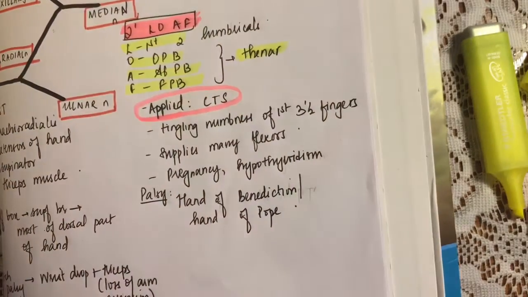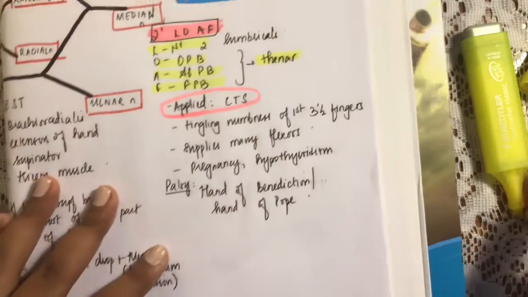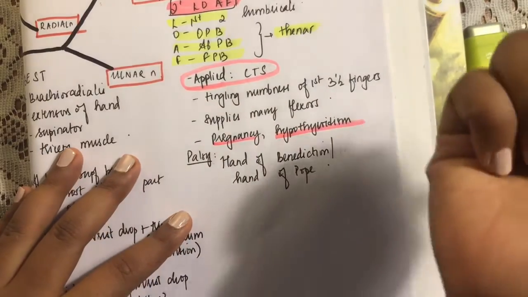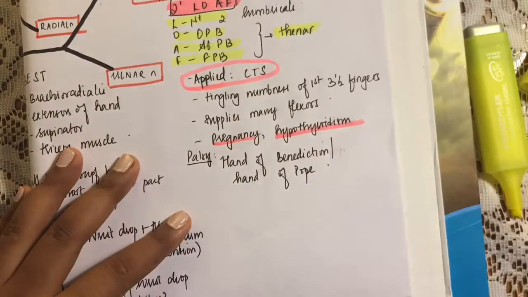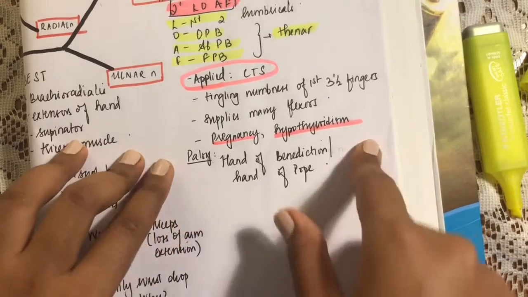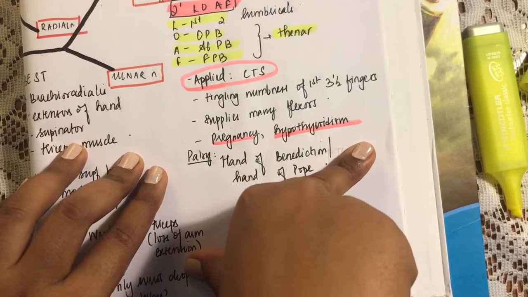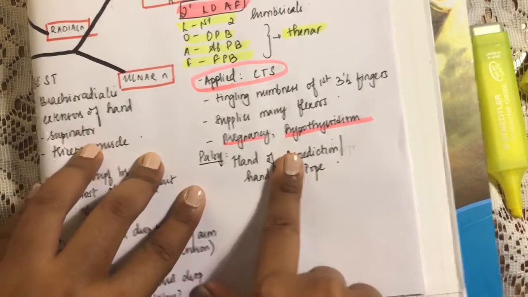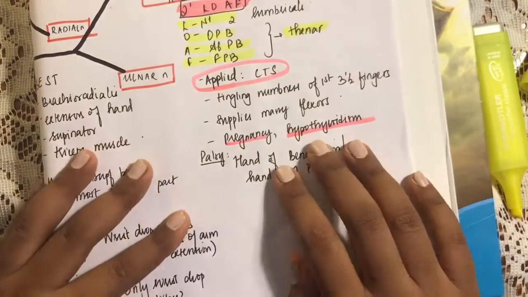Probably they are typists, or even in conditions like pregnancy and hypothyroidism, where there's pressure on the wrists, or even drivers sometimes, they come with those complaints. And the median nerve also supplies a lot of flexors. I won't go into that. A lot of flexors of the hand.